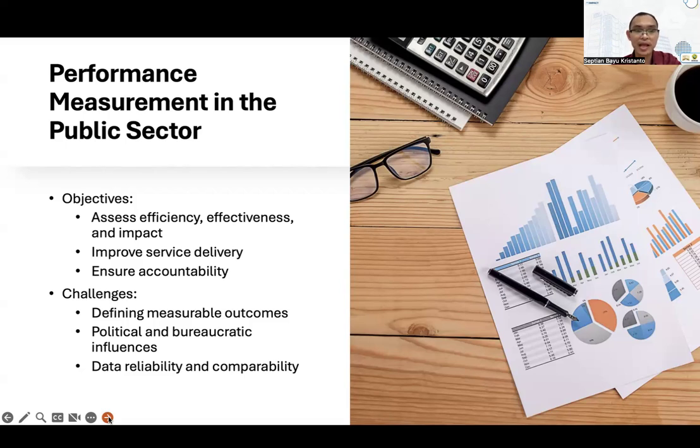So we need to make some adjustments and also create some efficiency and effectiveness, improving our service delivery, because service delivery is a must and is the best focus to make performance measurement work well in the public sector.